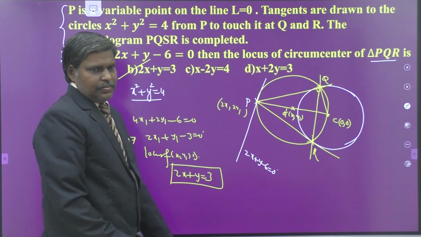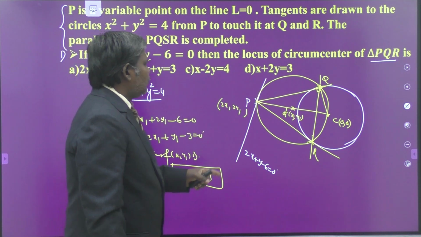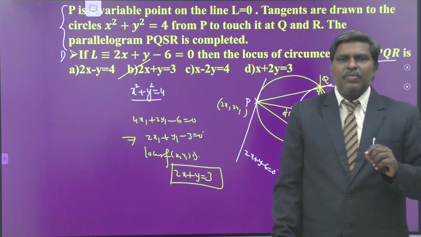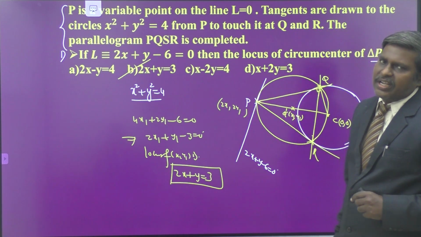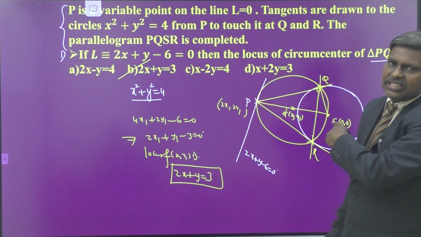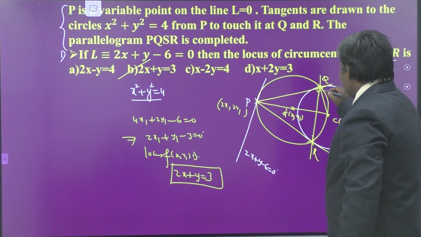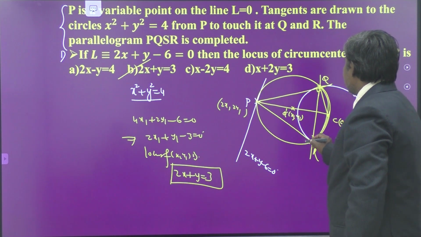This is the option. So, in this problem, the one and only logic is that the circumcenter of the triangle formed by the point and its corresponding chord of contact is always passing through what? The center of the circle. Always passing through the center of the circle. This is the center of the circle.